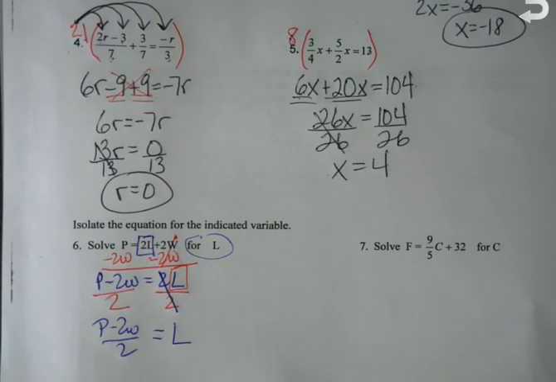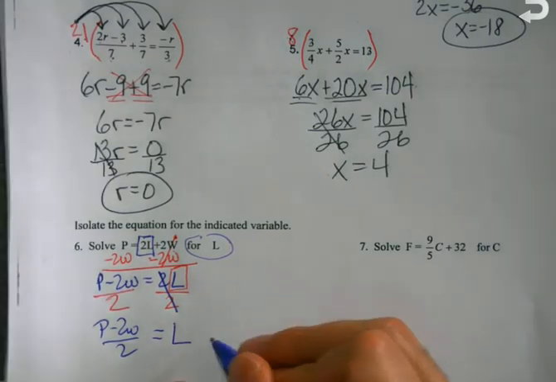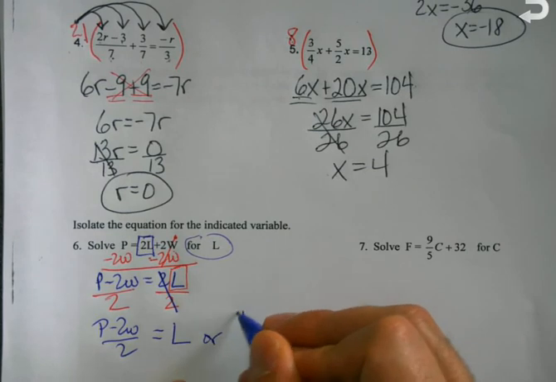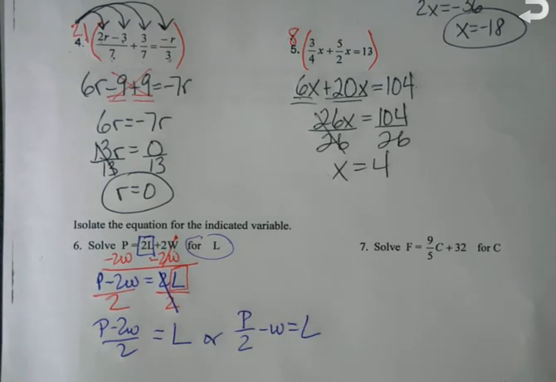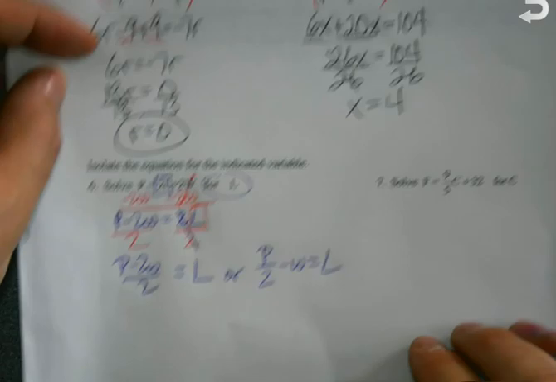Now some of you may notice, and you're looking over at the board right now and you're going, well, over on the board you have P over 2 minus W equals L. Well, what's up with that? These are the same thing. You're like, well, how's that?